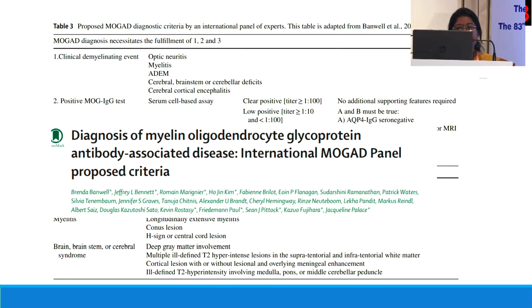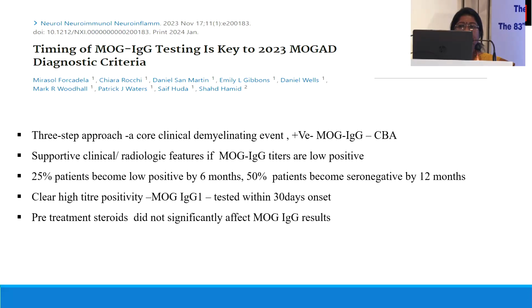And regarding the timing of the MOG testing, this particular study has said that although we follow this three-step approach of having the core clinical and the supportive evidence and a positive cell-based assay MOG titers, sometimes we may have clinical and radiological features suggestive of MOGAD, but the titers may be low. So in spite of that, we do make a diagnosis of MOGAD, because 25% of the patients can become low positive by 6 months, and by 1 year, 50% of them will totally be seronegative after the disease onset.